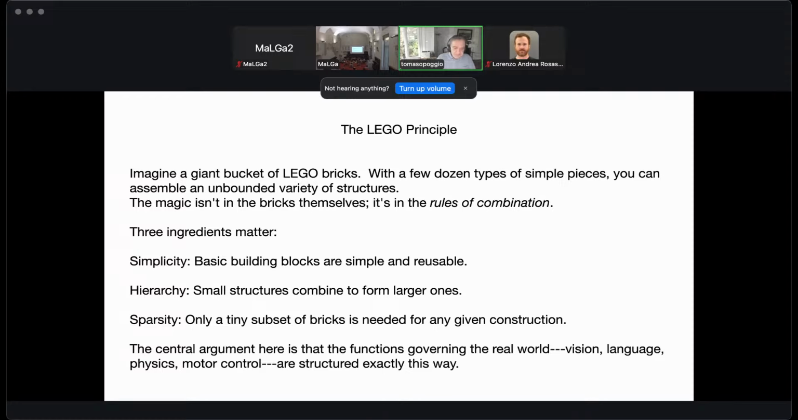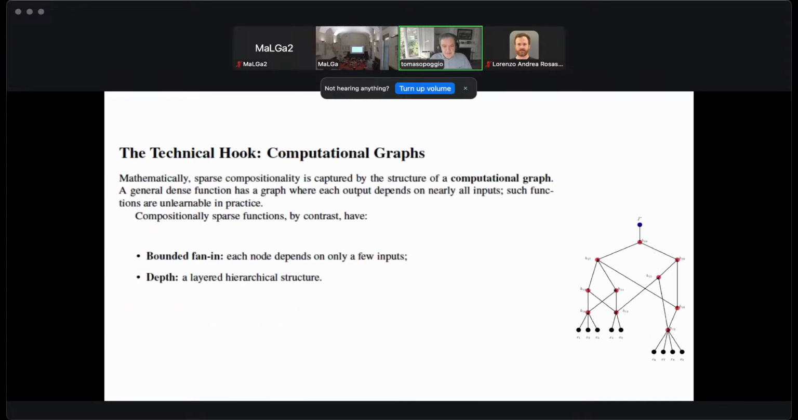And compositionality hierarchies of this type have been argued to be the key property, for instance, of language, to be able to produce infinitely complex structure from a finite, a simple dictionary. So, sparse compositionality also means that a function, possibly of a large number of variables, is really the composition of functions.